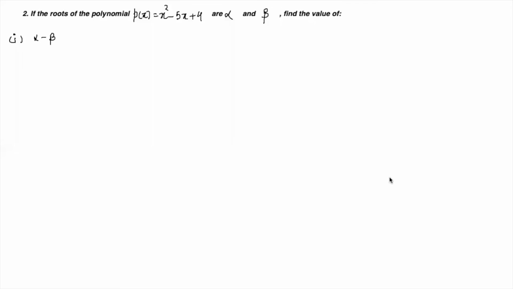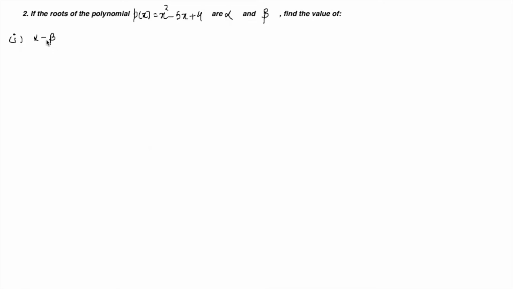Now let us look at this question. It is given that if the roots of the polynomial p(x) = x squared minus 5x plus 4 are alpha and beta, find the value of alpha minus beta. So a polynomial is given to us and the roots of the polynomial are given to us. Now we need to find the value of alpha minus beta.